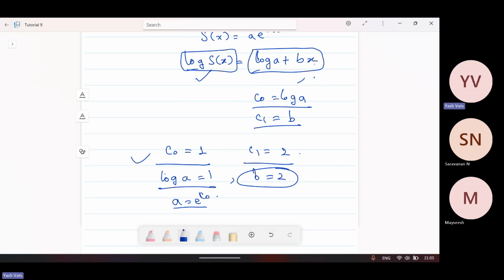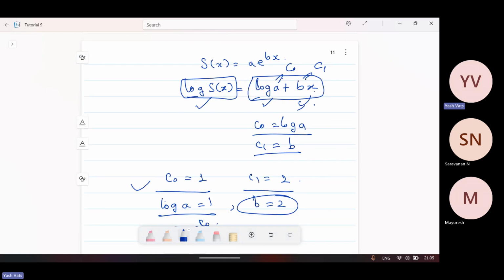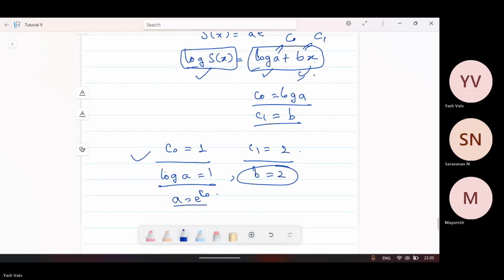Okay, so you do the same way, taking log A plus bx. You just do the approximation, taking not log A and B, but here you take C naught and C1 instead of log A and B. Then you convert into A and B like this.